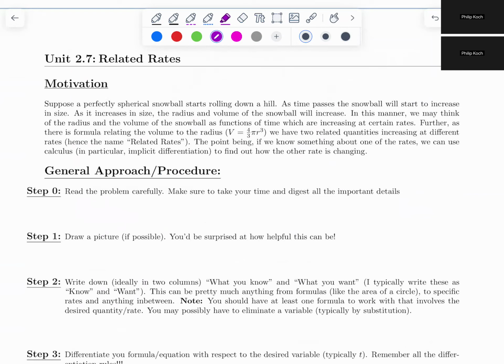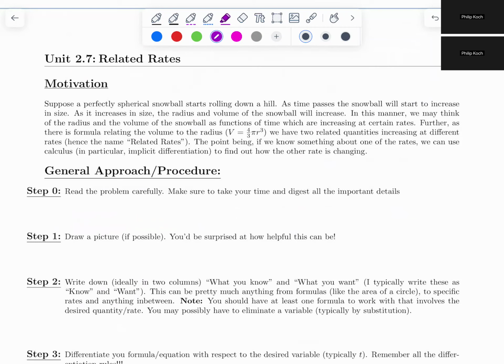So the thing is, this is actually something that could be done in real life. Suppose a snowball is rolling down a hill at you, right? And as we know, snowballs, once they roll down, gain mass. They gain more and more snow as it rolls down. So that's saying that the radius of that snowball will increase as time goes on, and so will the volume. And the volume and the radius can be related to each other by the formula for the volume of a sphere. V is equal to 4/3 pi r cubed.